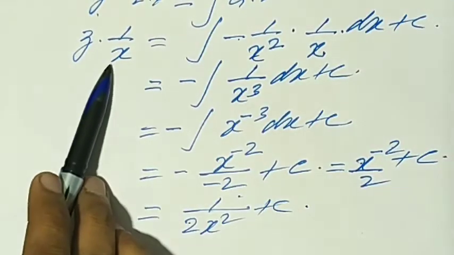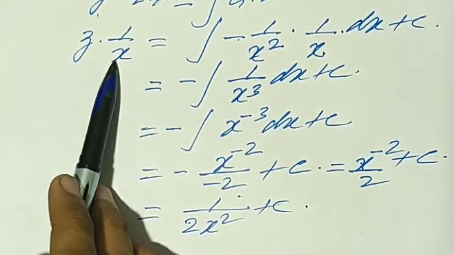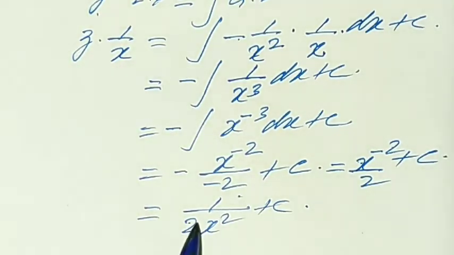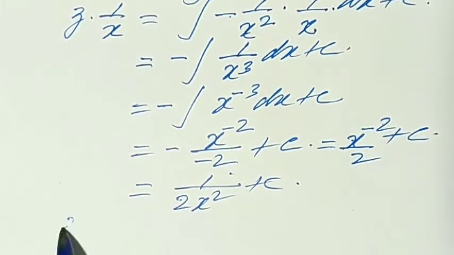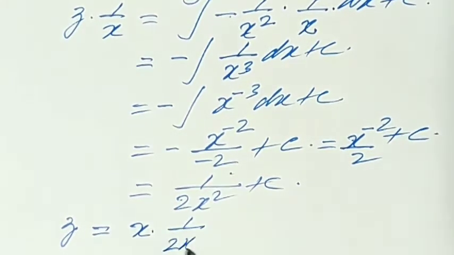Finally we have to transpose 1/x to the right hand side, so it will multiply both the terms, and we get z = x times 1/(2x²) plus x times c.